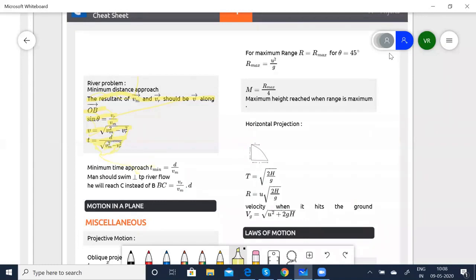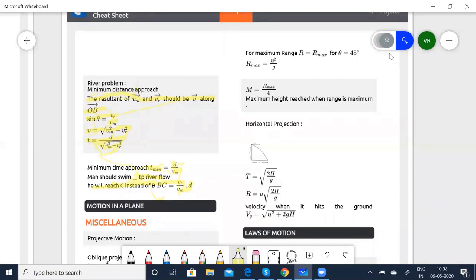Suppose T is going to be the minimum time of approach, then it is given by D by VM. Okay. And the man should swim perpendicular, so then it is going to be perpendicular to the river flow. Then he will reach C instead of BC. Then it is VR by VM times D. Okay. So this is how you do.